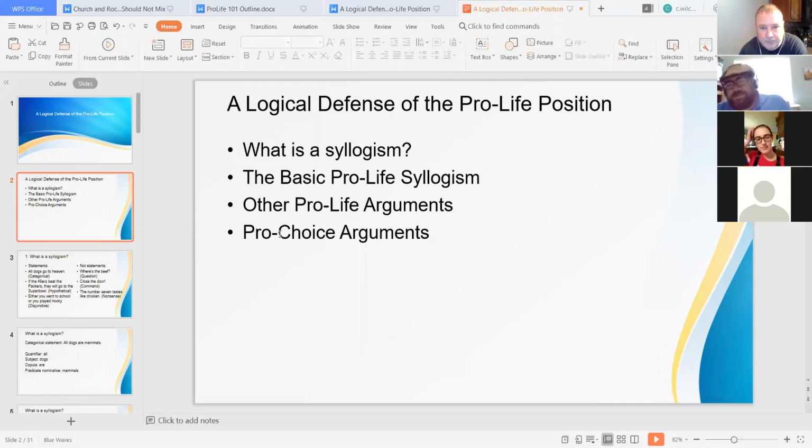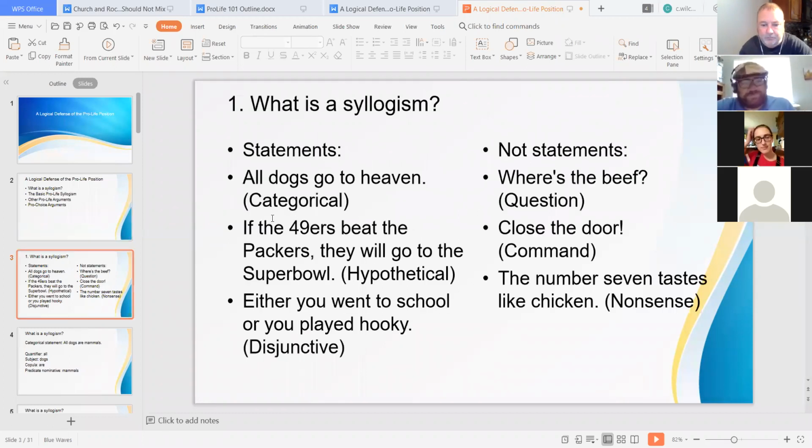Actually, I'm not going to cover the third thing, other pro-life arguments, because those are in the outline, so you can read those. That's just to whet your appetite. The talk has been going a little long, so I'm going to start eliminating that from the presentation portion and leave that in the outline. I do provide some references at the end also. So if you read through those arguments and they sound interesting to you, you can go into the references and find the articles and books where you can learn more about them. So I'll talk about what is a syllogism, I'll talk about the basic pro-life syllogism, and then I'll talk about the various pro-choice arguments.